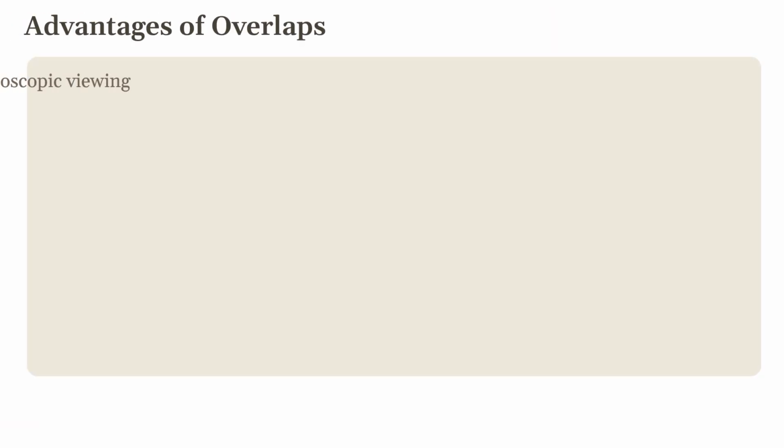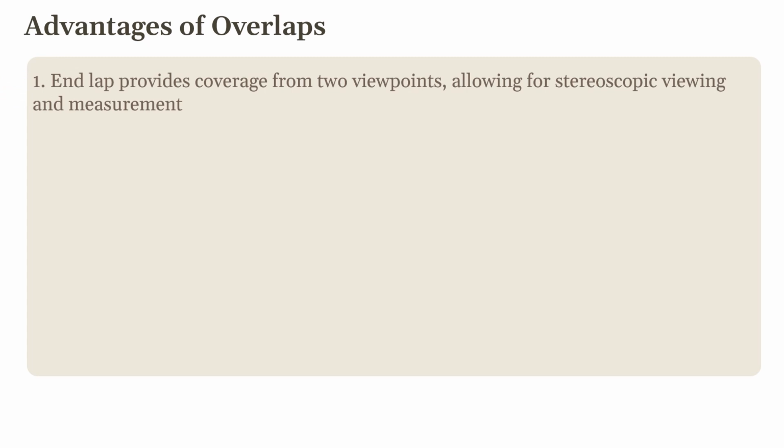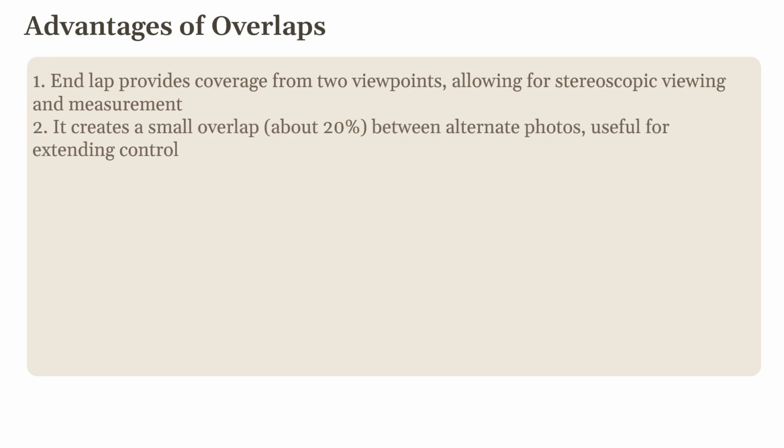And the advantages of this overlap are: first, complete coverage for stereo viewing. The end lap ensures that each strip is covered from two viewpoints, which is essential for stereoscopic viewing and measurement. Next, a useful small overlap area. The end lap creates a small overlap area of about 20% between alternate photos. This small overlap is handy for extending horizontal and vertical control using photographic methods.